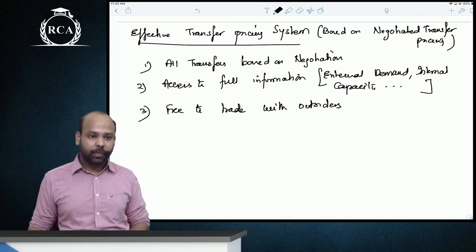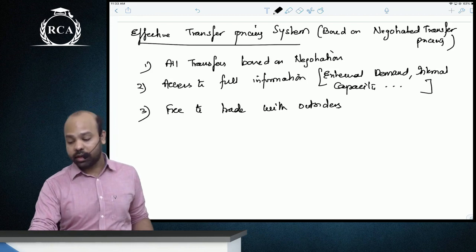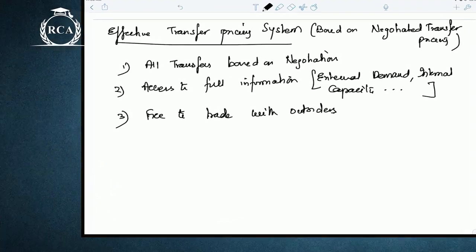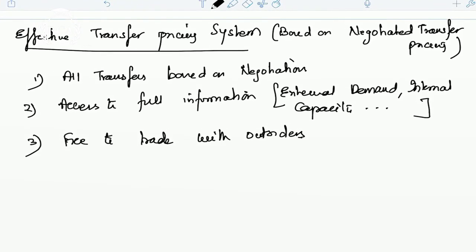Okay? Yes, sir. So just write these points better. Write these points just in case they ask, guys. All of you better write these points: effective transfer pricing.